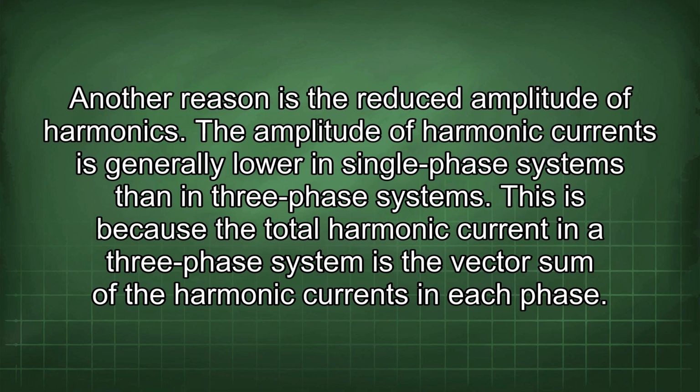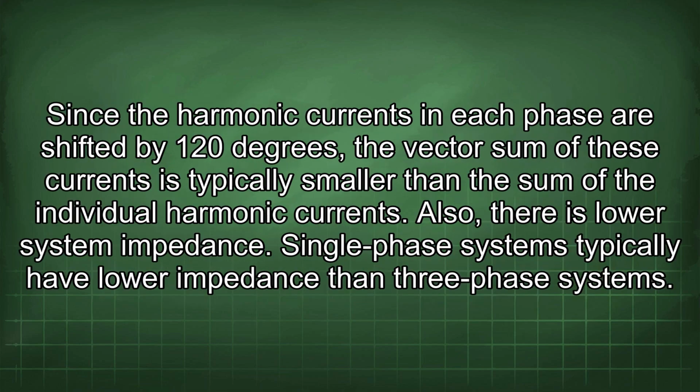Another reason is the reduced amplitude of harmonics. The amplitude of harmonic currents is generally lower in single-phase systems than in three-phase systems. This is because the total harmonic current in a three-phase system is the vector sum of the harmonic currents in each phase. Since the harmonic currents in each phase are shifted by 120 degrees, the vector sum of these currents is typically smaller than the sum of the individual harmonic currents.